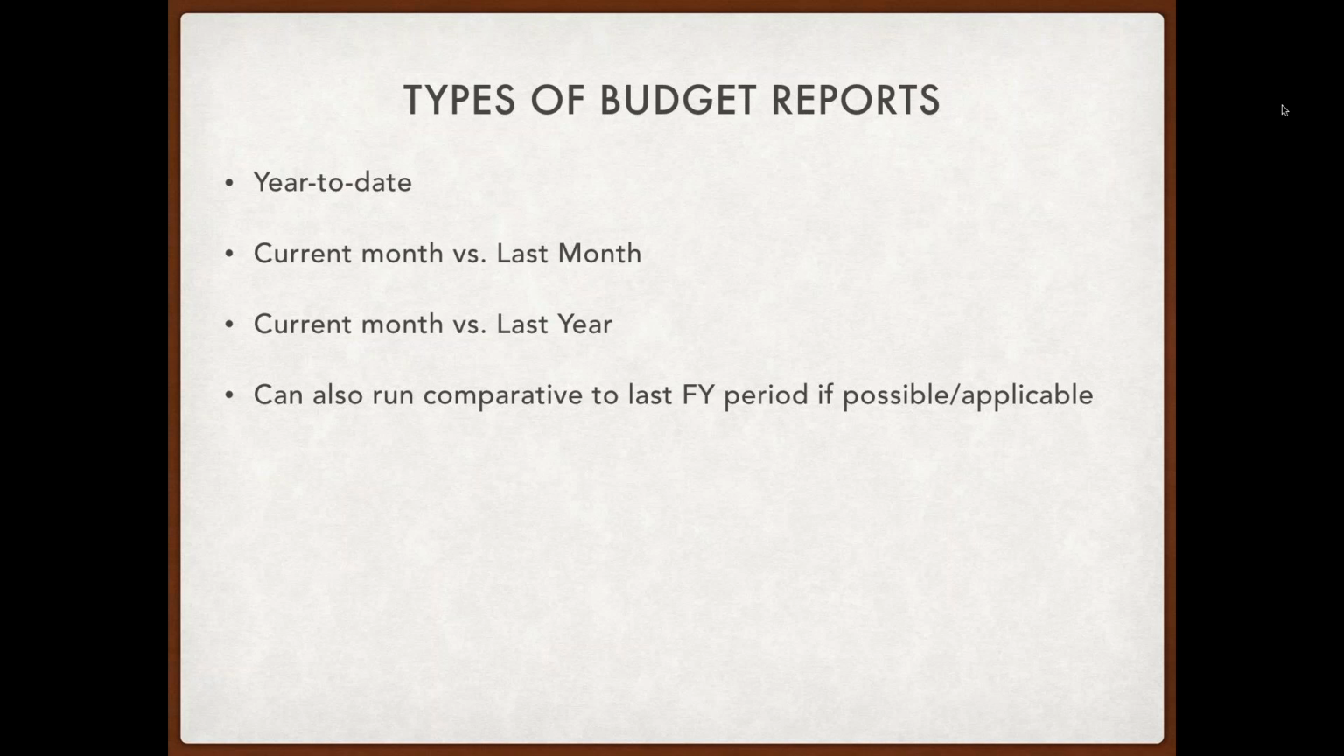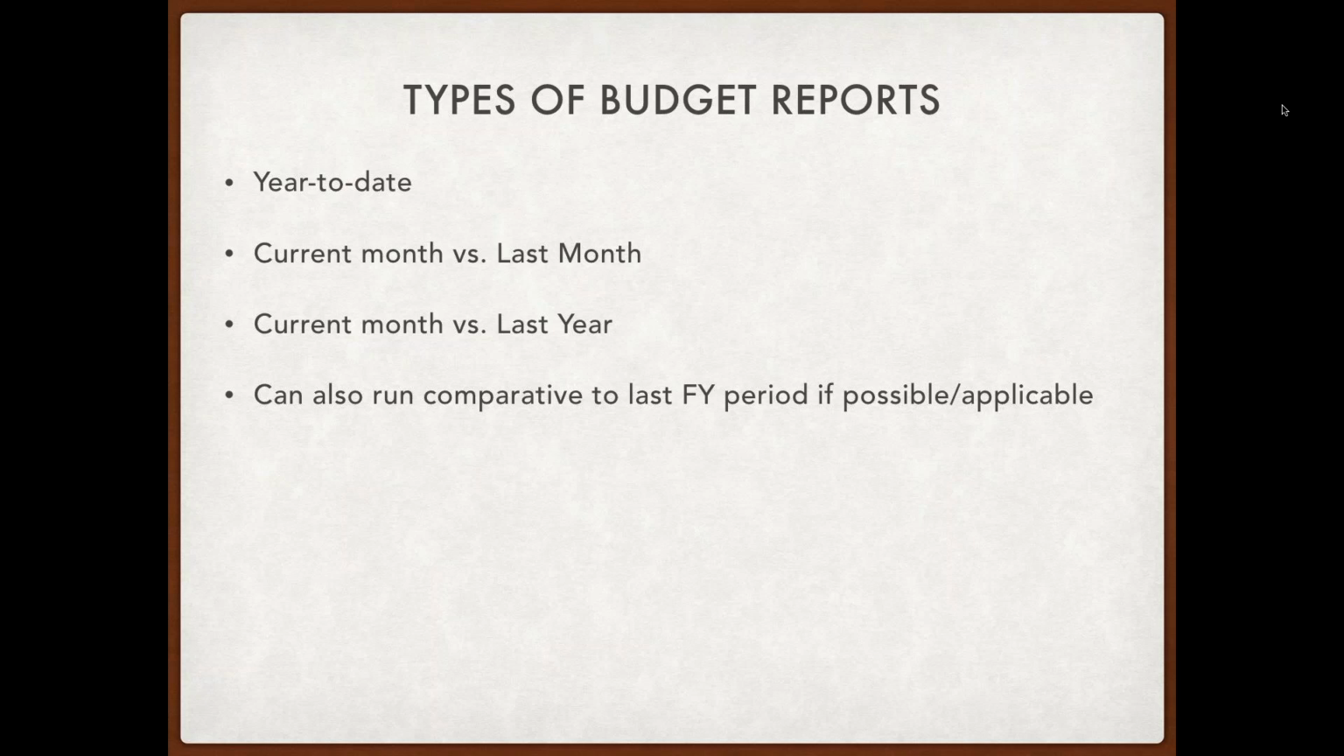You can also run comparative to last fiscal year period, if possible or applicable as well. Along the same lines, in some programs you can say, what's my Q1 in 18 versus my Q1 in 17? And if you typically do the same things per year, you can quickly get to, did we stay in line?